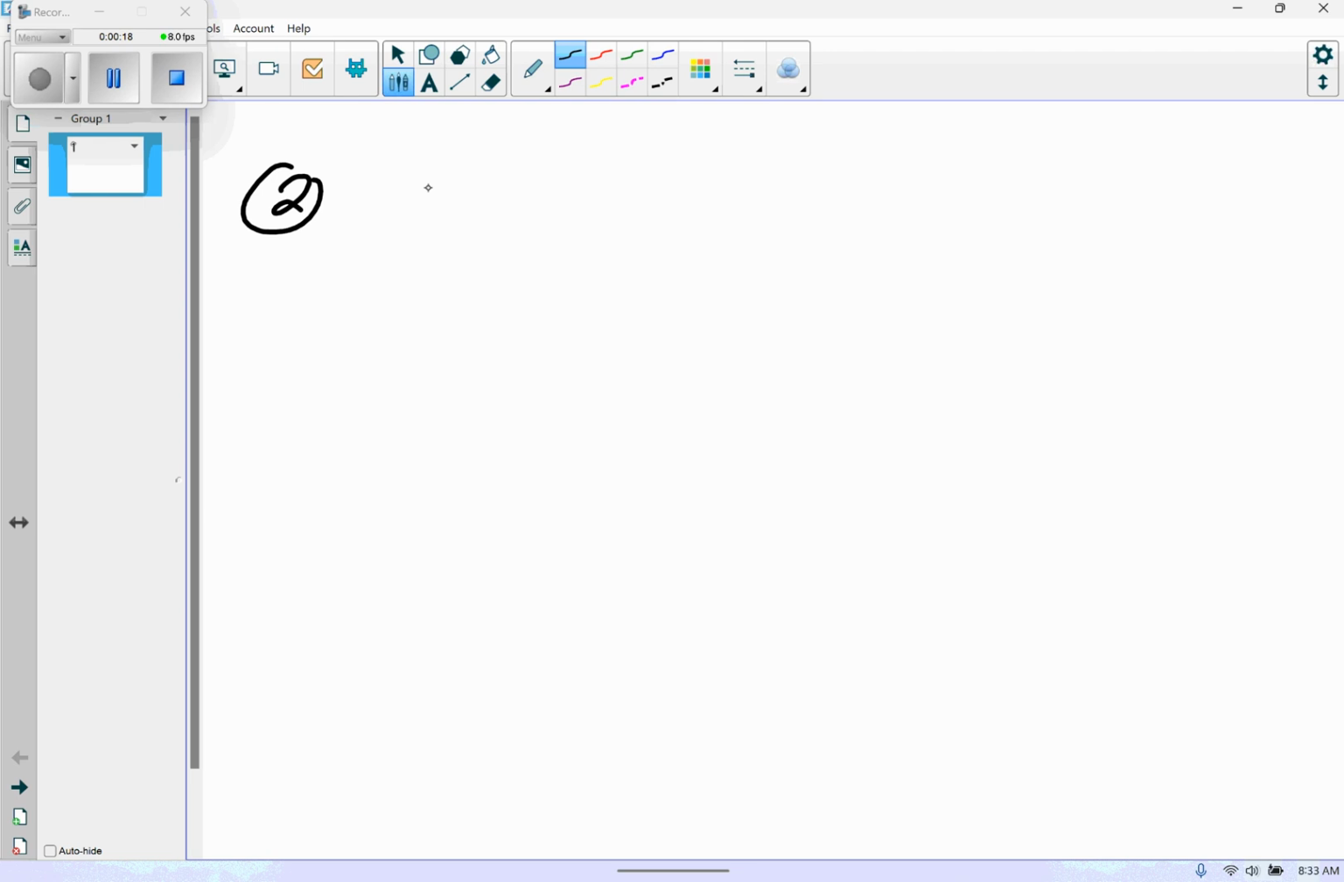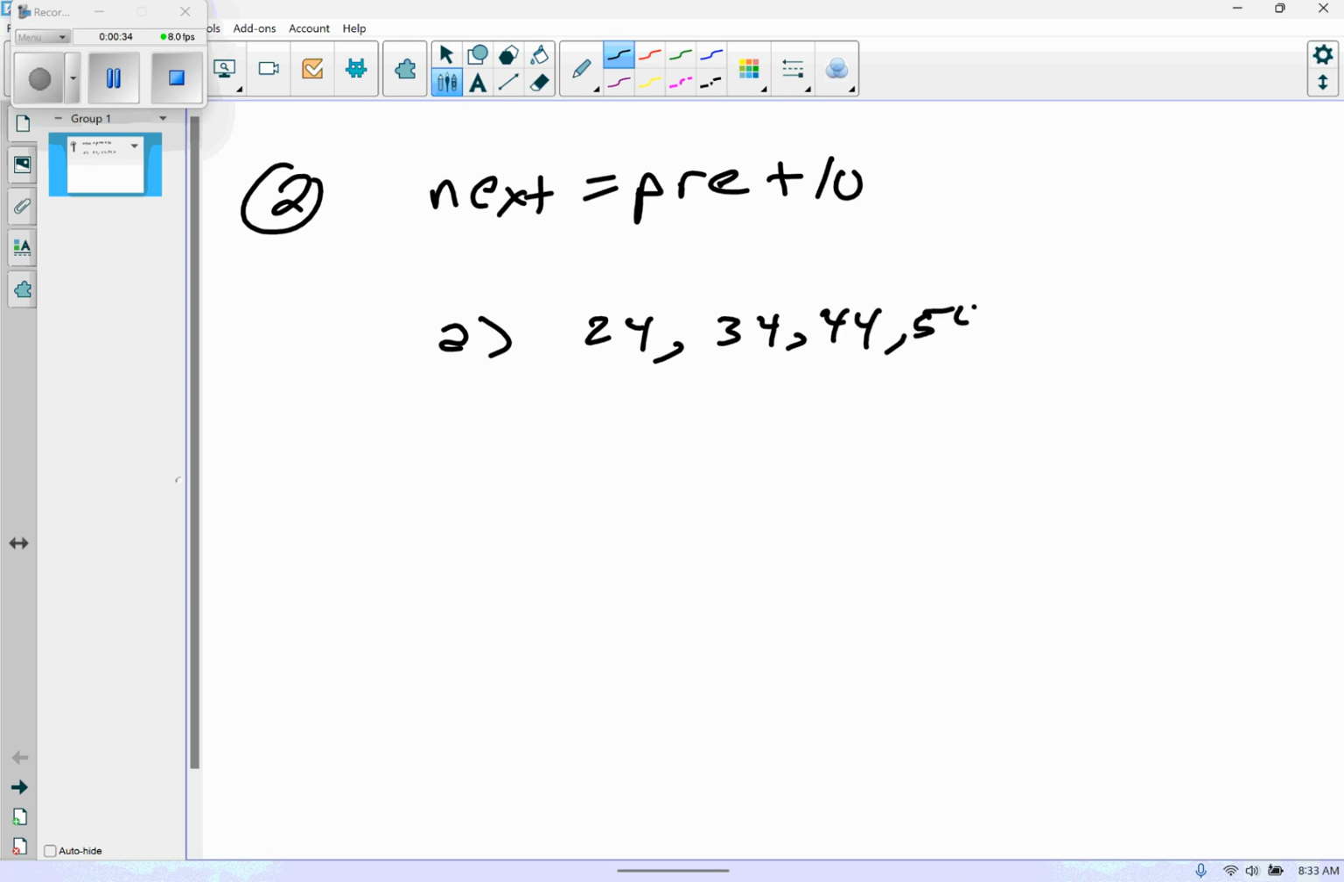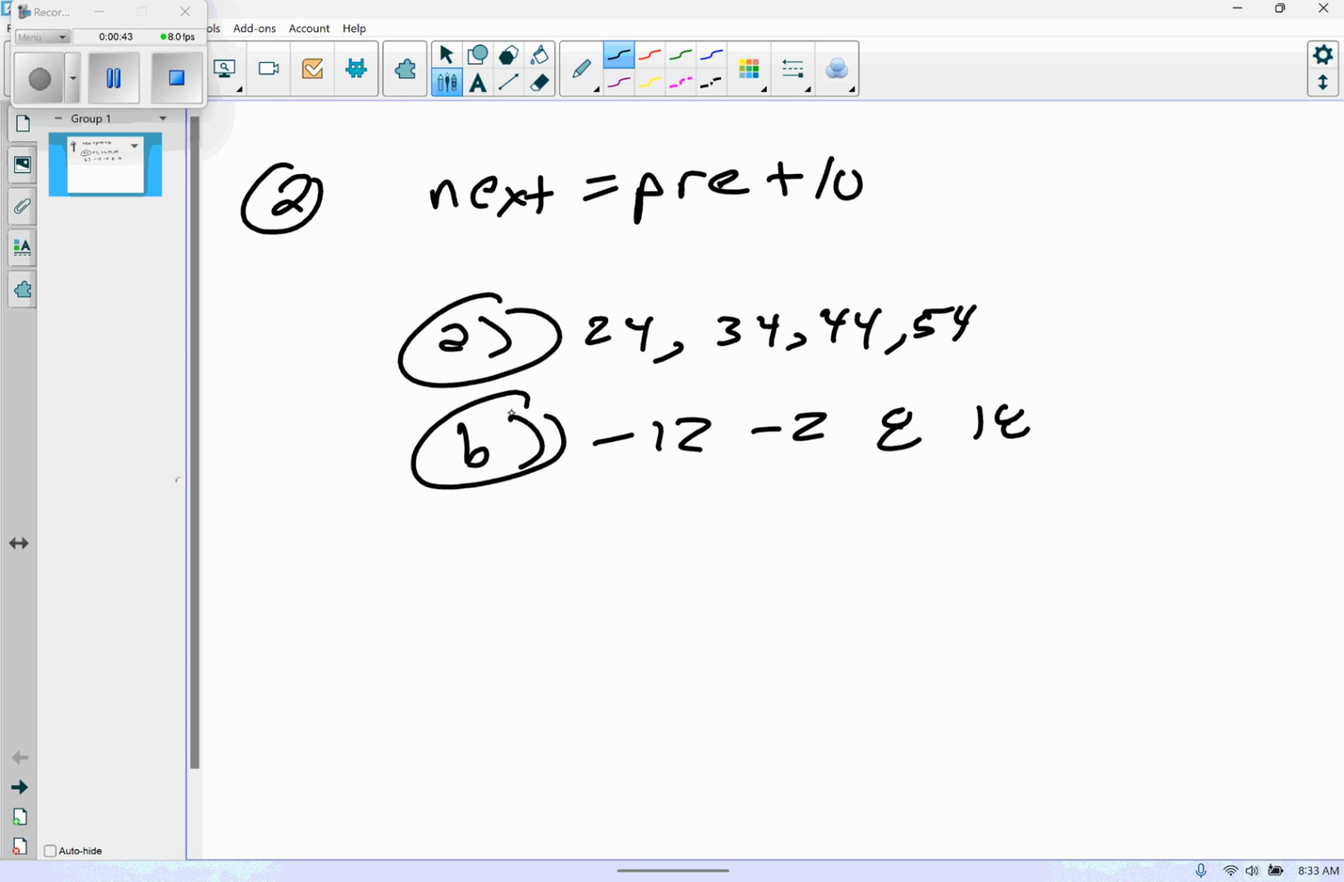So it says we have next equals previous plus 10, but it doesn't give us a starting number. So you're looking for all the ones that are going to work. So A is 24, 34, 44, 54. So that one works. B is -12, -2, 8, 18. Each of those are added, so that works. Letter C does not work because you're just subtracting 5.